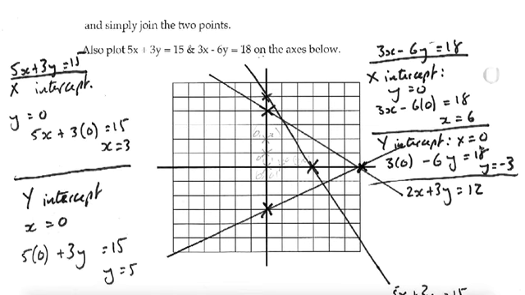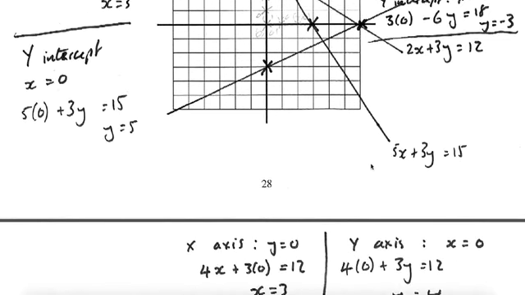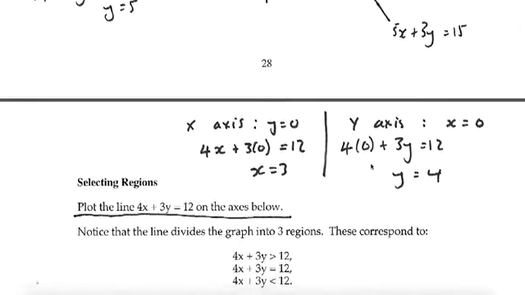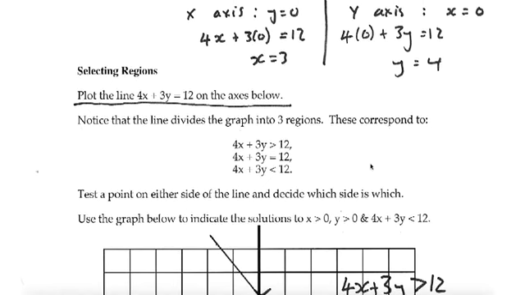When it crosses the y-axis, x is 0, so that means minus 6y equals 18. So y equals 18 divided by minus 6, which is minus 3. So it crosses the y-axis down there, and there is my line. So now we know how to plot the lines. What we need to know next is how to find the areas.